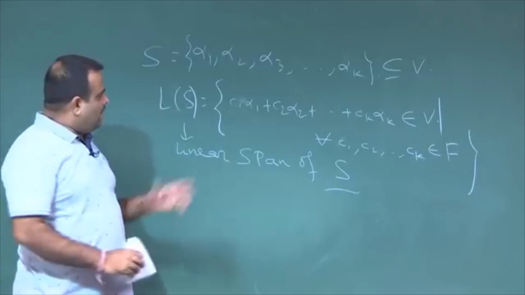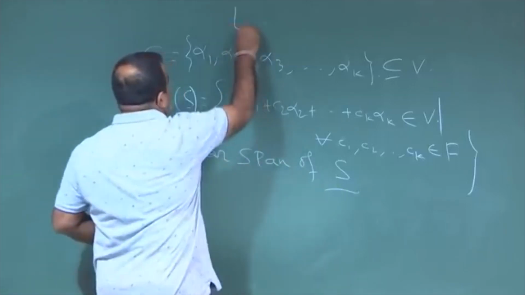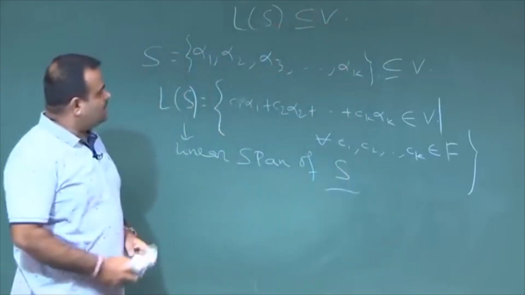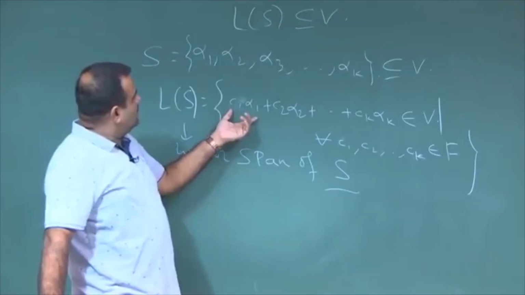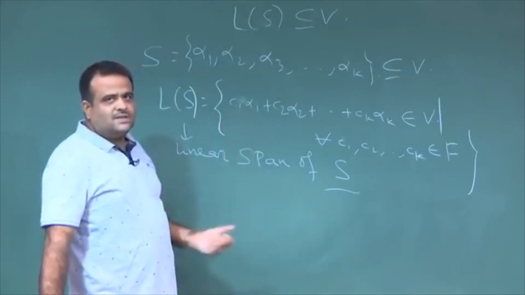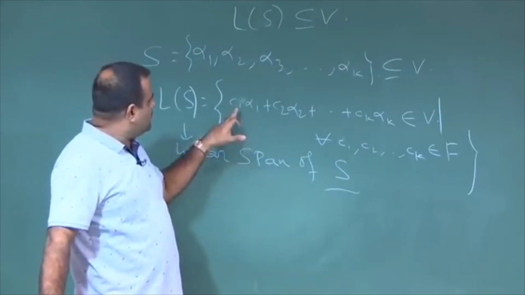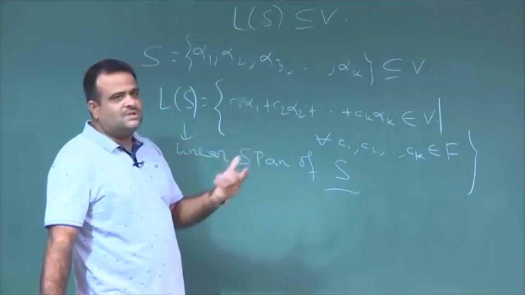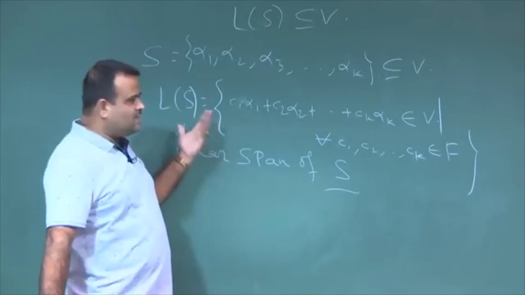Okay. Obviously, L of S is a subset of V, a non-empty subset, because each of these alphas belongs to this: if we take c 1 as 1 and the other c i's all 0, then each of these alphas belongs to it. So, obviously, this is non-empty.